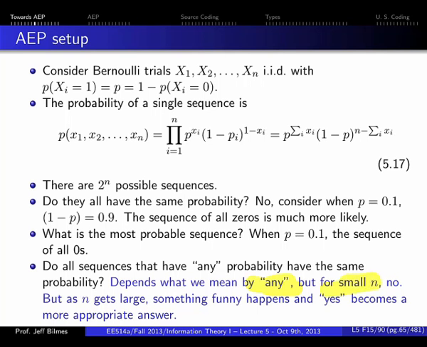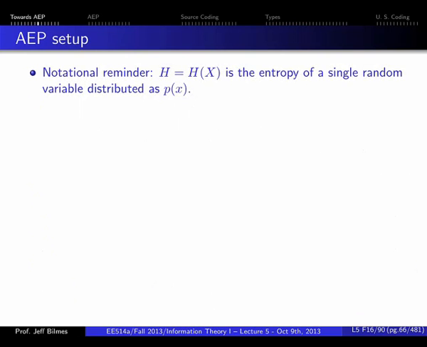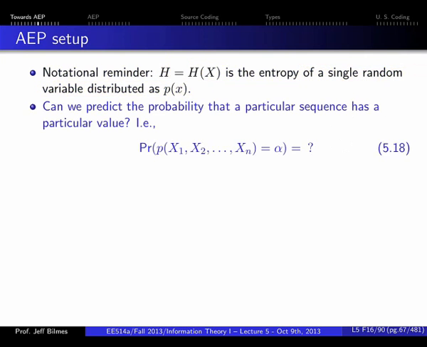And for small n, the answer is no, of course. But for large n, something funny happens, and yes becomes the more appropriate answer. Okay, so the book, by the way, when the book says h, they really mean h of x, the entropy of the source. If that's confusing, when the book only uses h, they drop x all the time. But we really mean h is equal to h of x. It's the entropy of a single random source variable. Just the source. That's what entropy we're talking about.